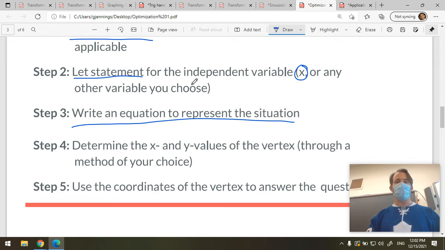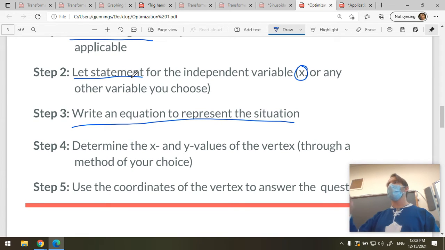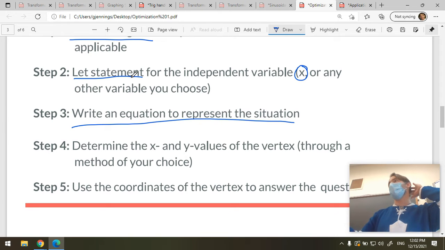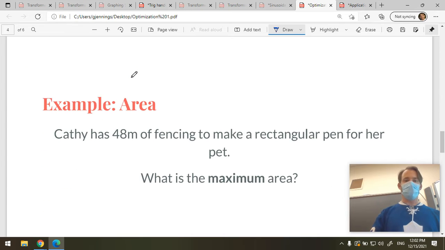This is another reason why it's important to use let statements, because when you say something like let x equal time, or let y equal the width, or something like that, and you get a vertex and it tells you x is 10, you know that's 10 seconds. You know 10 seconds will be the optimal time. If you get a y value of like 10, that's 10 meters, you know that the optimal y value is 10 meters. Okay? So your let statements help you interpret what the vertex means.